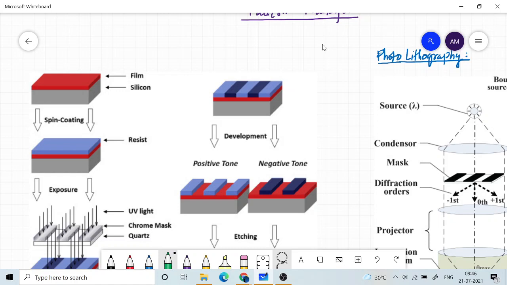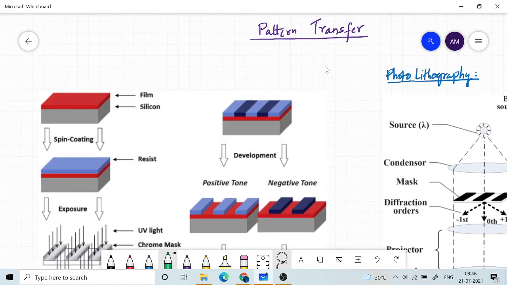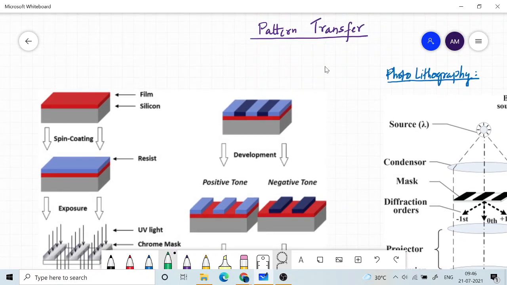Now, about the lithographic step, there are various types of lithography. Let me just mention that lithography is divided into many.